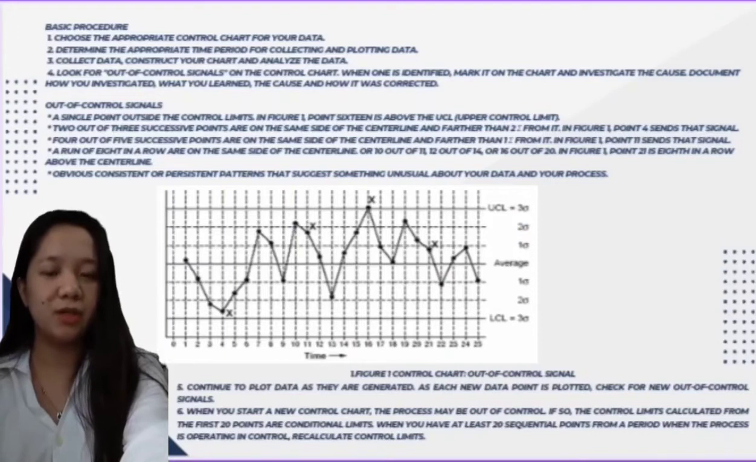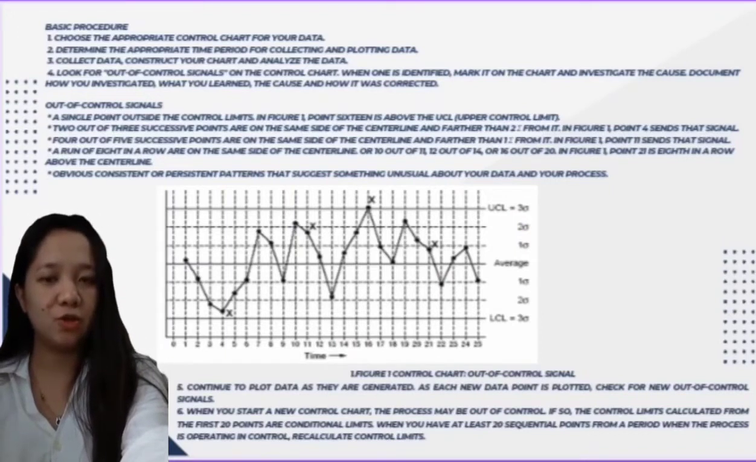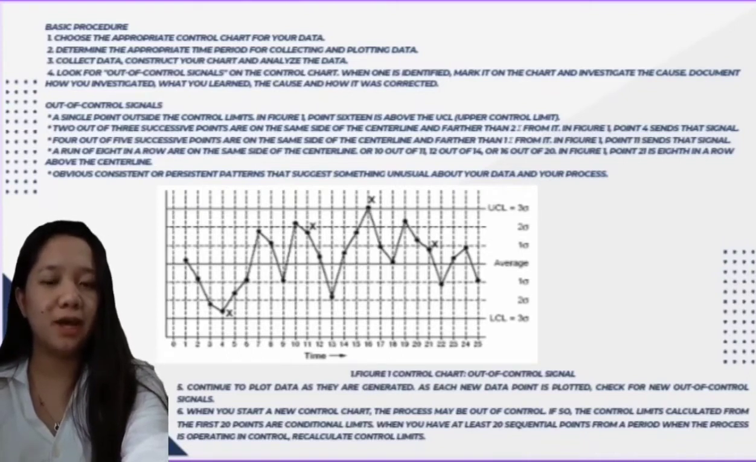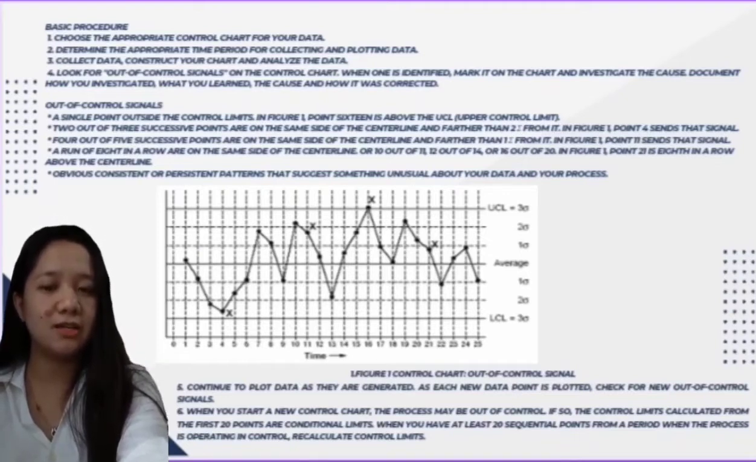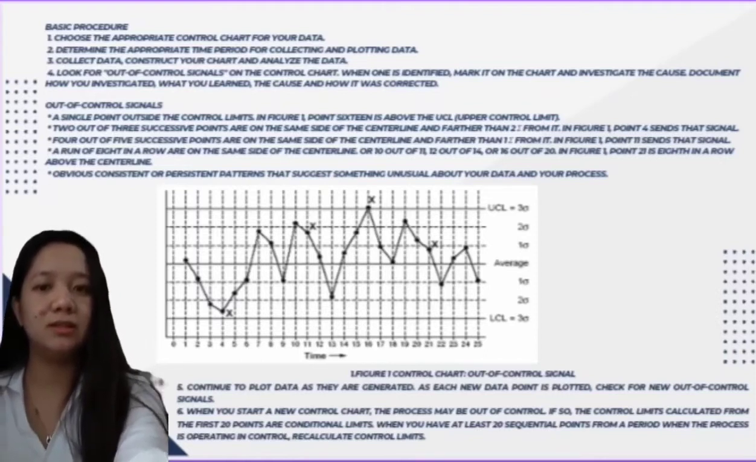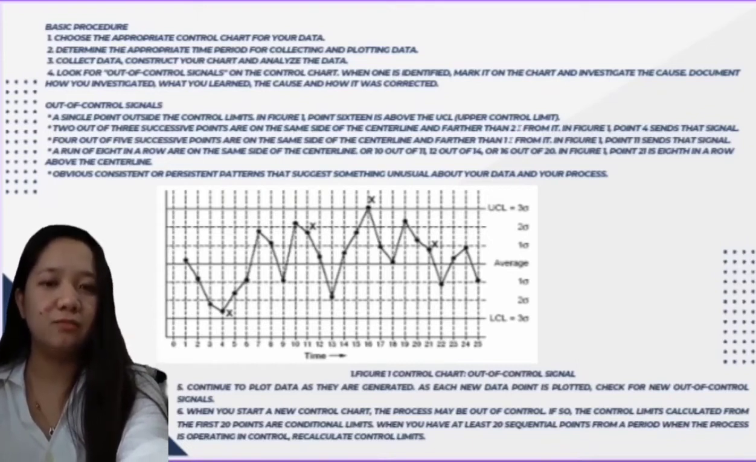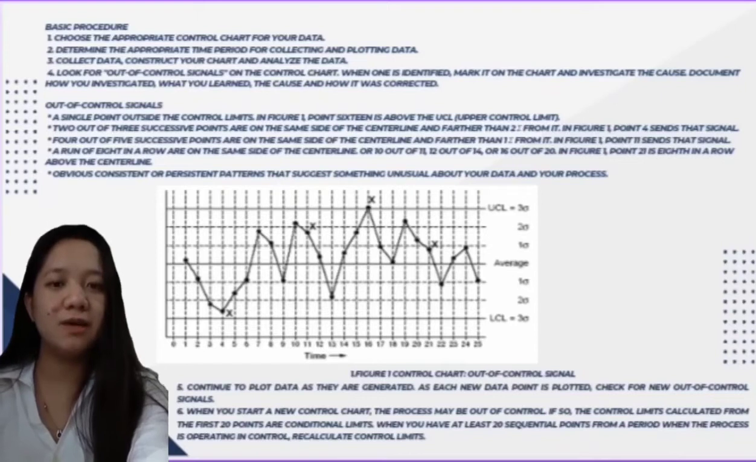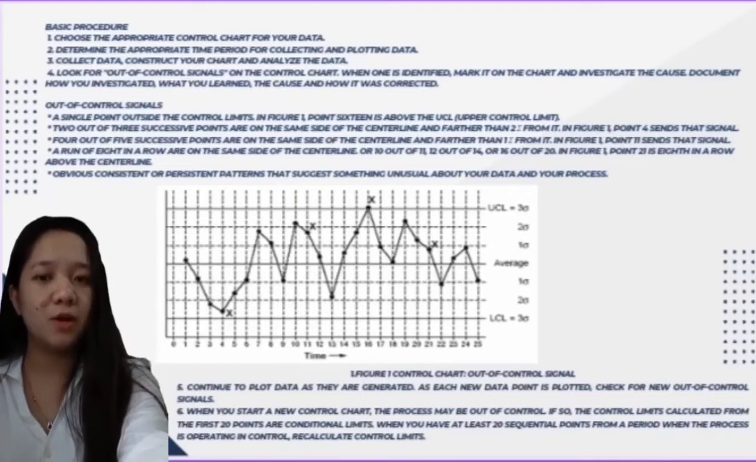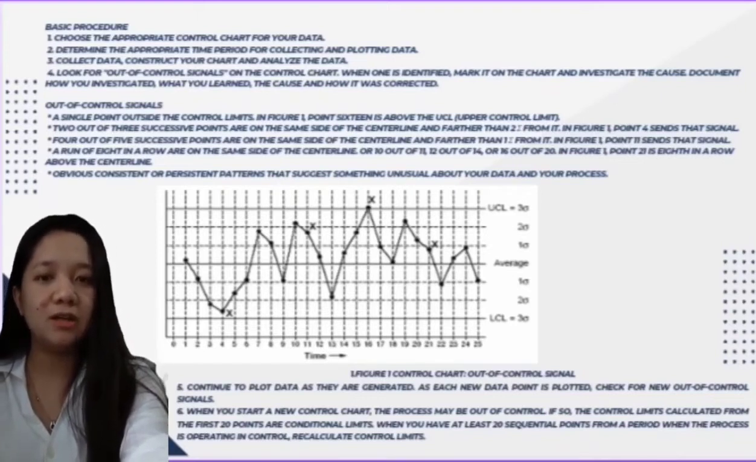Basic procedure. 1. Choose the appropriate control chart for your data. 2. Determine the appropriate time period for collecting and plotting data. 3. Collect data, construct your chart, and analyze the data. 4. Look for out-of-control signals on the control chart. When one is identified, mark it on the chart and investigate the cause. Document how you investigated, what you learned, the cause, and how it was corrected.